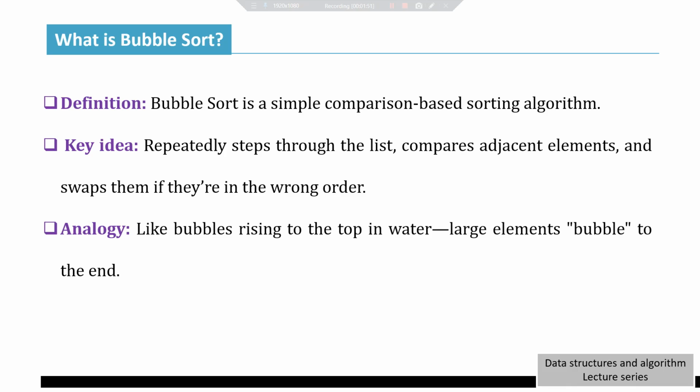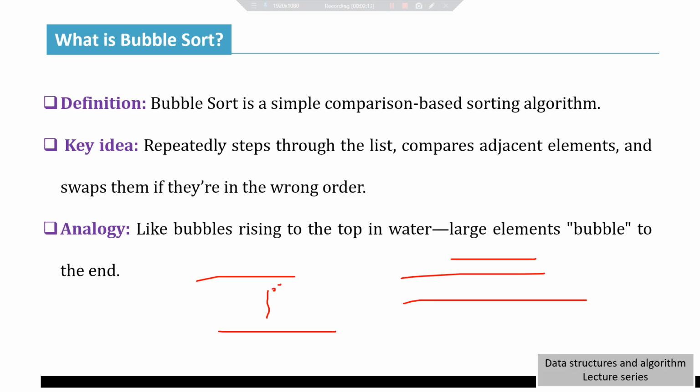So why is this called bubble sort? Like bubbles rising to the top in water, large elements bubble to the end. As bubbles rise to the top of the water, similarly in an array the large elements get sorted to the end of the array. That's why the name bubble sort is given to this.